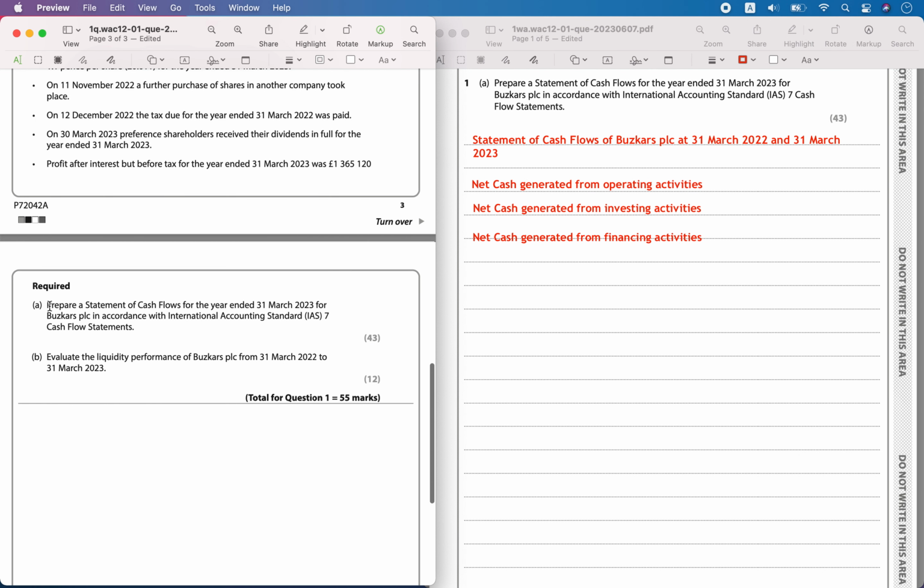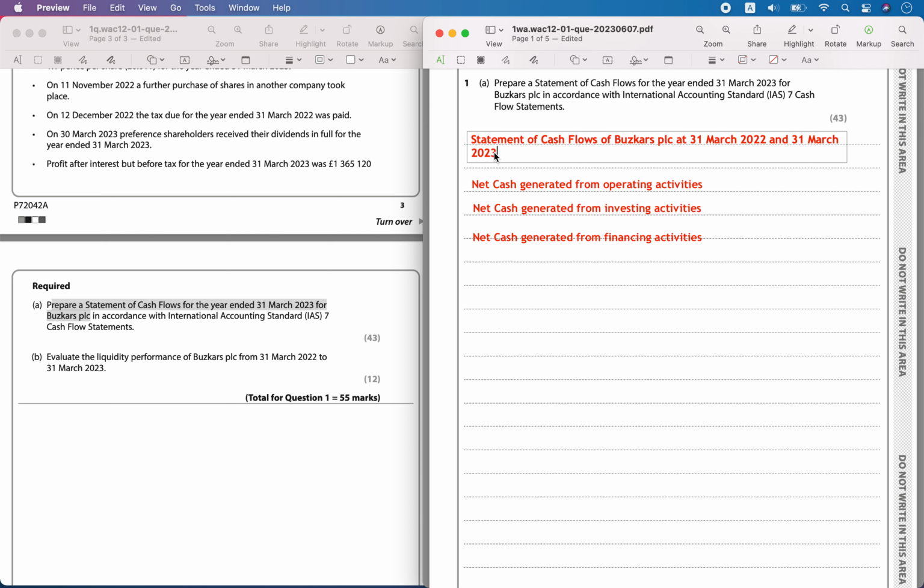Then for the first part A of the question, prepare a statement of cash flow for the year ended 31st March 2023 for Buzkars PLC. Okay, this is what we have to prepare. Statement of cash flow for 31st March 2023 for Buzkars PLC.